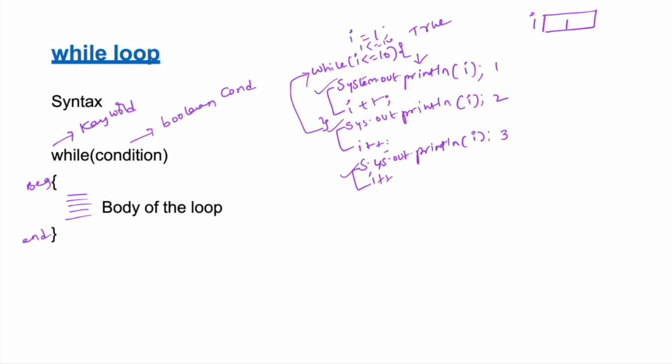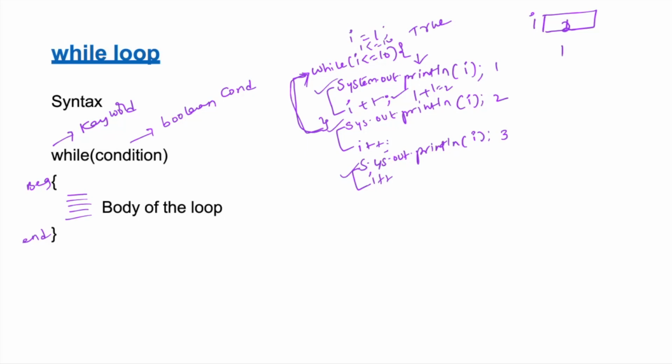When it enters inside the loop, it will execute System.out.println of I. What is the I value in the memory location? 1. So it will print the value 1 here. And then what happens after this? The loop will continue, but before that the I value will be incremented by 1 with I plus plus. Already it is 1, 1 plus 1 is equal to 2. So the I value becomes 2 in memory.